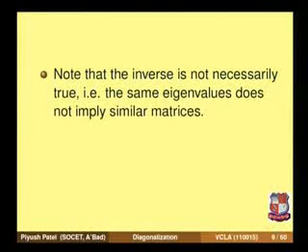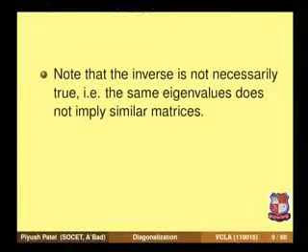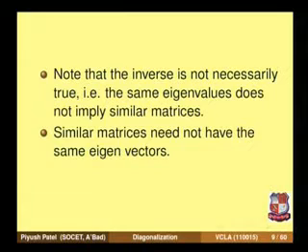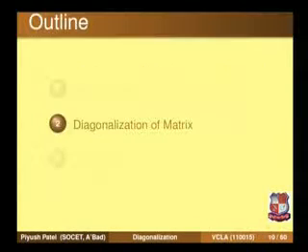But the converse of this statement need not be true, because we may have two matrices A and B that have the same eigenvalues with the same multiplicity, but they may not be equal matrices, or they may not be similar matrices. That may also be the case. Then similar matrices need not have the same eigenvectors, as we have seen, but they can be obtained from each other. That is, if the eigenvectors of one matrix are known, then the eigenvectors of the similar matrices can be easily obtained.